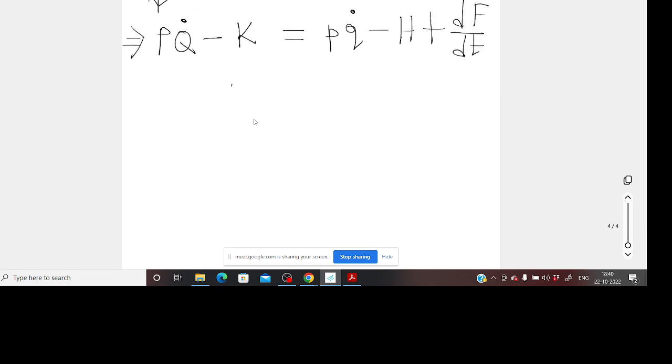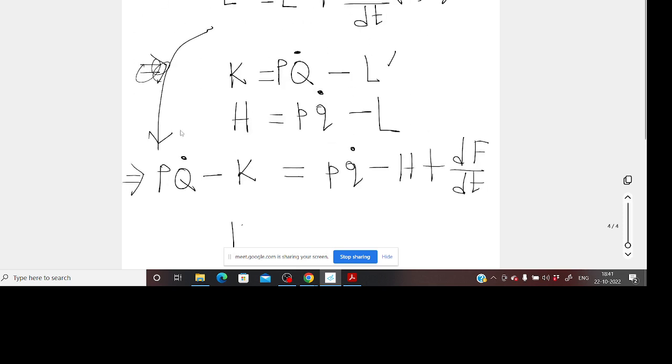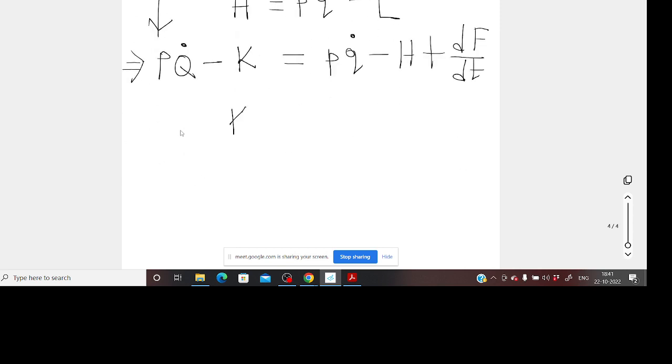So what is K? I'm explaining that. Let's say K is another Hamiltonian, which is a function of capital P and capital Q. Then if you take capital K equal to H, we are considering only that the Hamiltonian is the same. Then what will happen?